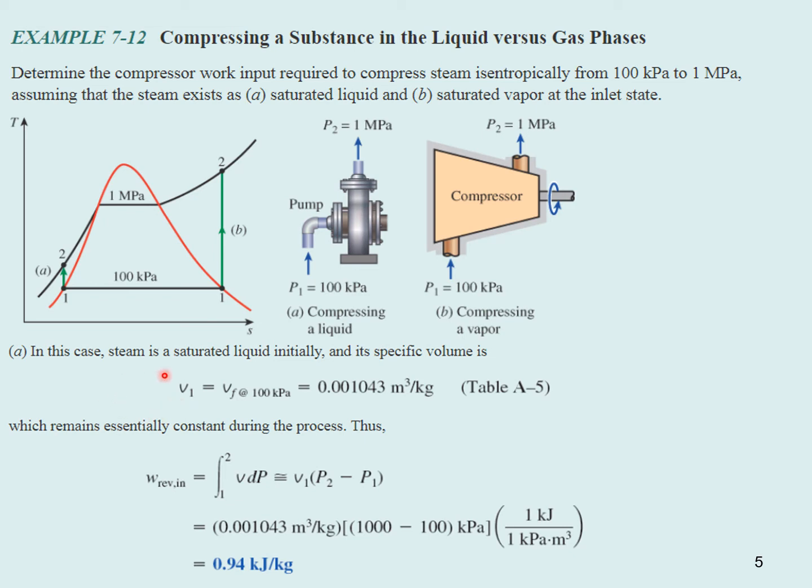In this case, the steam is saturated liquid initially and has a specific volume that we can look up in Table A-5. It's v sub f at 100 kilopascals. This remains constant in the process, as you can see, as he states. Thus, we can take v outside the integral and do the calculation. We get 0.94 kilojoules per kilogram. So that's how much work it takes to compress it from 1 to 2.